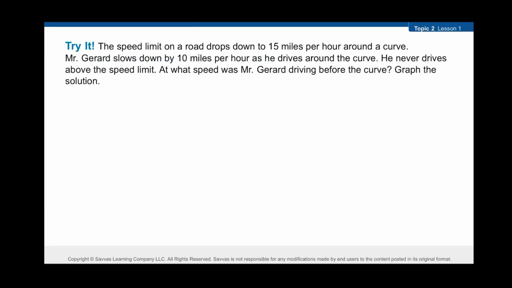Here is another problem for you to try that is going to involve subtraction. We have a speed limit that drops down to 15 miles per hour around a curve. Mr. Gerard slows down by 10 miles per hour as he drives. He never drives above the speed limit. So at what speed was he driving before the curve? Whatever his speed is, taking down that 10 miles per hour should get him to 15 miles per hour or below because he never goes above the speed limit. So write that inequality and solve it to figure out how fast he was or could have been going before that curve. Make sure you also graph the solution.